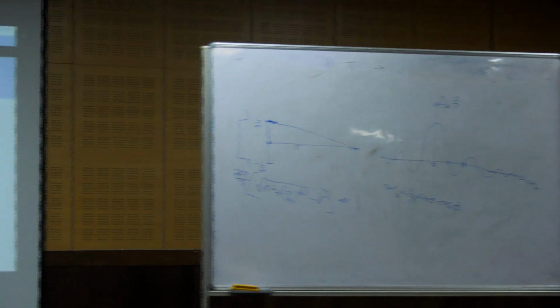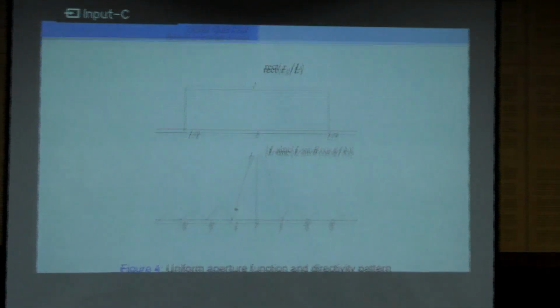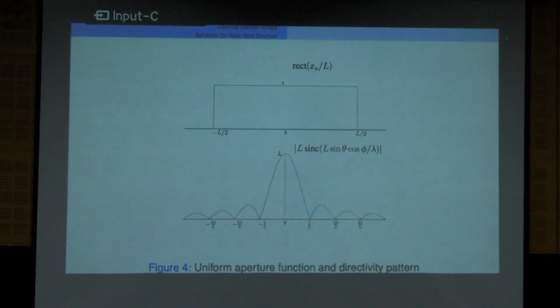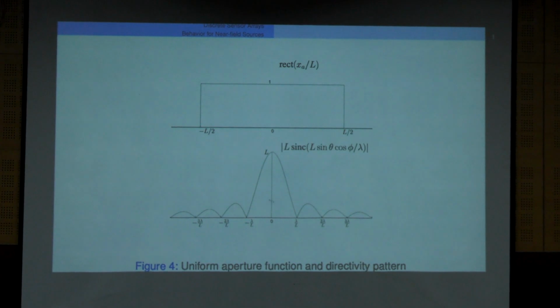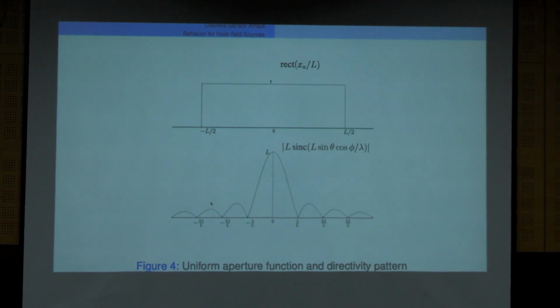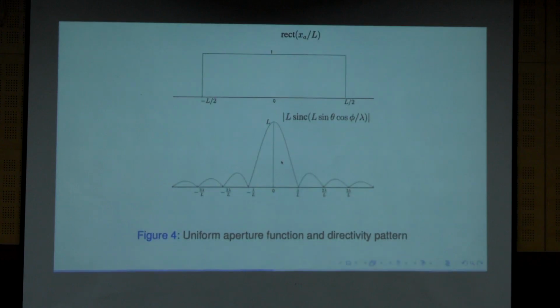So this is the aperture function, and this is the magnitude of the directivity pattern. It means what is the dependence of the directivity on the direction of the signals that come from a certain direction, what is the response in that direction. Okay, so we passed, I think I'm going too long.